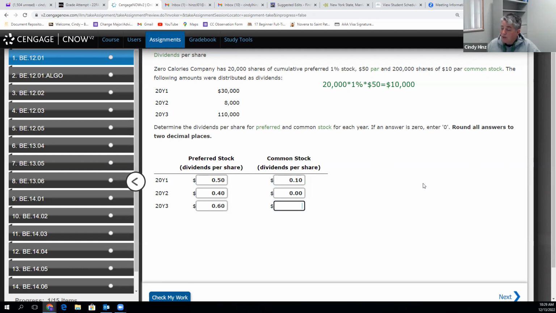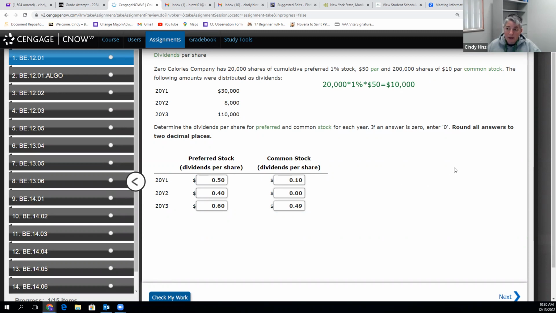But now let's look ahead to 2023. And we know that the preferred stock had $2,000 dividends in arrears that carried over, plus they would get the $10,000 for that year. So they'd get a total of $12,000 or 60 cents per share. But because $110,000 in dividends were declared and only $12,000 of that went to fully satisfy the preferred stockholders, that leaves $98,000 for the common stockholders. $98,000 divided by 200,000 shares is 49 cents per share.